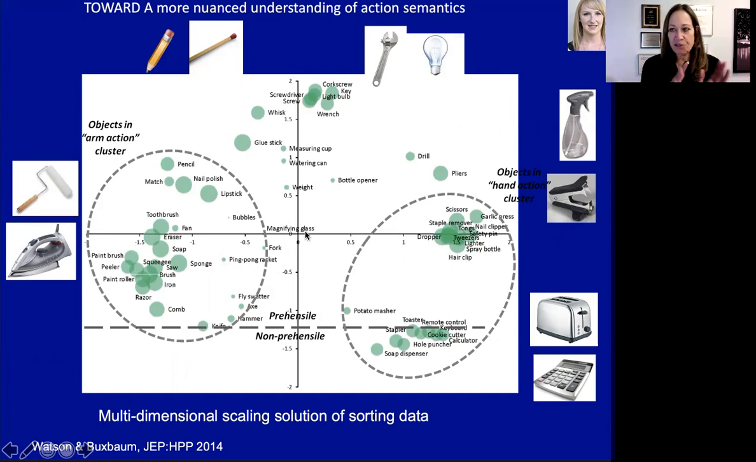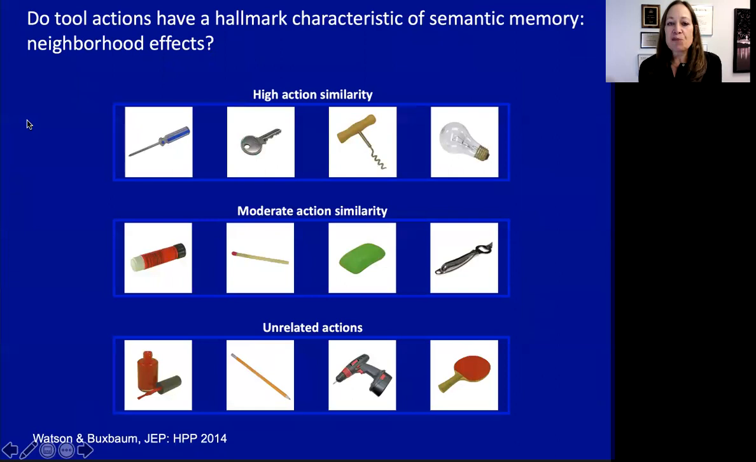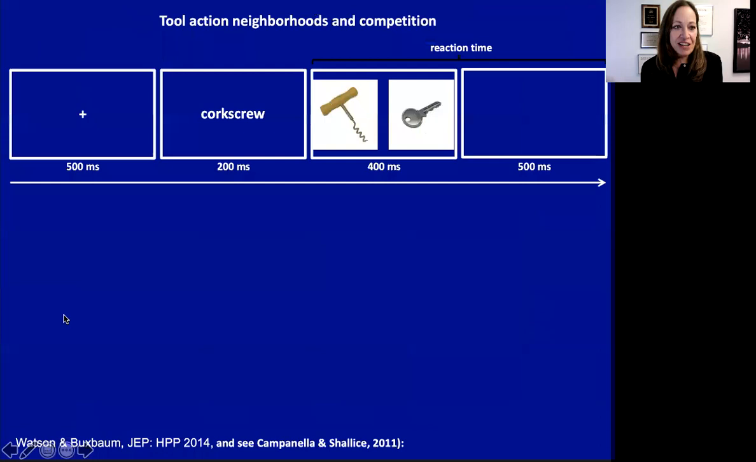Okay, so now how do we go about validating this? This is all done with this weird sorting paradigm, and how do we know this really impacts anyone's behavior? So what we did next was use one of the tasks that has been used a lot in the semantic memory literature, which is to see whether people had more trouble doing word-picture matching with objects that are close versus far in this space. We developed three groups of objects. One group had high action similarity. These are all used, for example, with a twisting action. Then a moderate action similarity group, and an unrelated set of objects. Neurotypical subjects had to perform a word-picture matching task where they saw a word, and it went pretty darn fast, and then they had to pick out which of those two objects was denoted by the word.